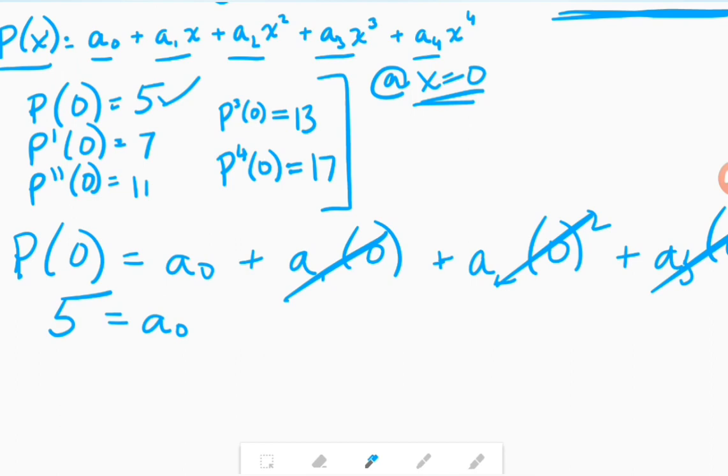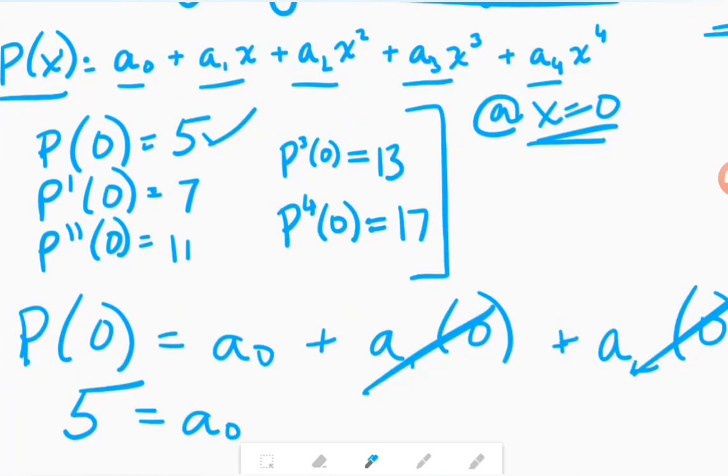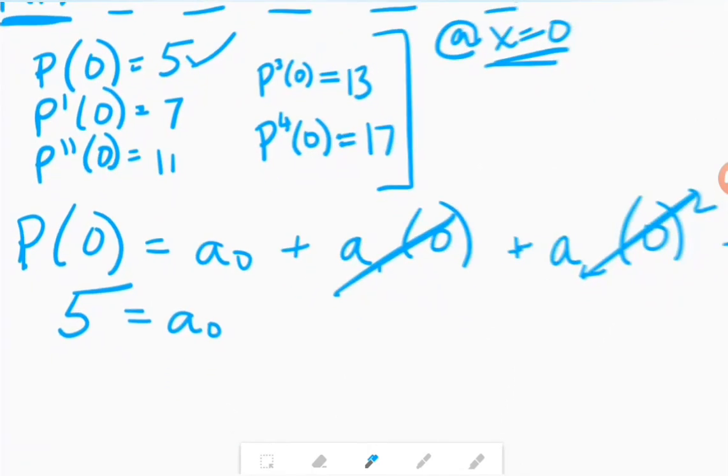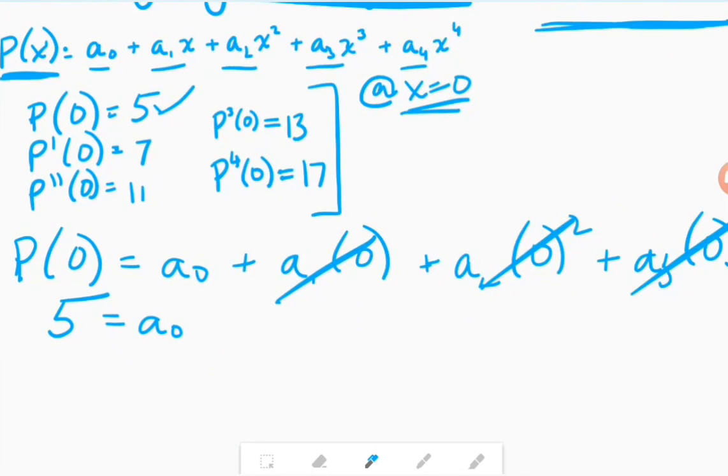And since they gave us a value of the first derivative, why don't we find the derivative of p of x, right? Well, since this is a polynomial, we can use the power rule very easily. So let's find the derivative of p of x. So p prime of x is going to be what? Well, we're just going to differentiate term by term. So the derivative of a sub 0 is just a constant, right? So that's just going to be 0.